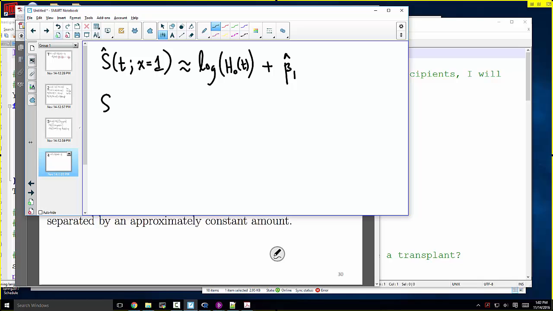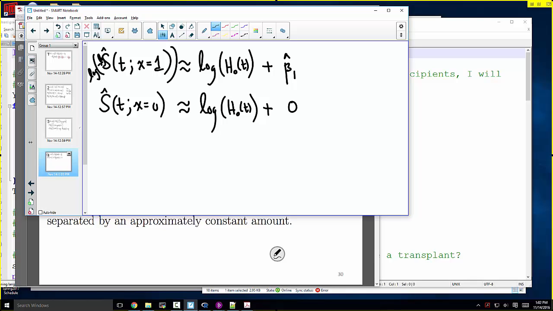So then the Kaplan-Meier curve for x equals 0 is same first piece, but now it's 0 because this is x equals 0. Not capital S. This should be log minus log capital S. Log minus log.